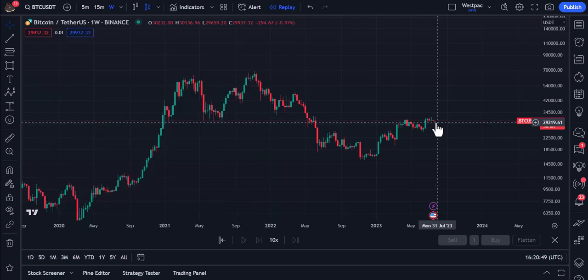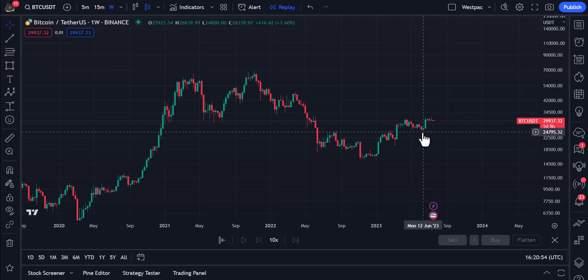All right, guys, so just be careful. That key level is obviously holding below there. We must hold that.